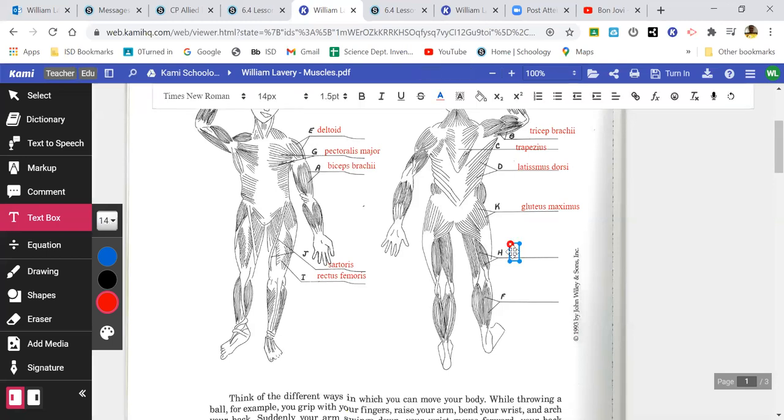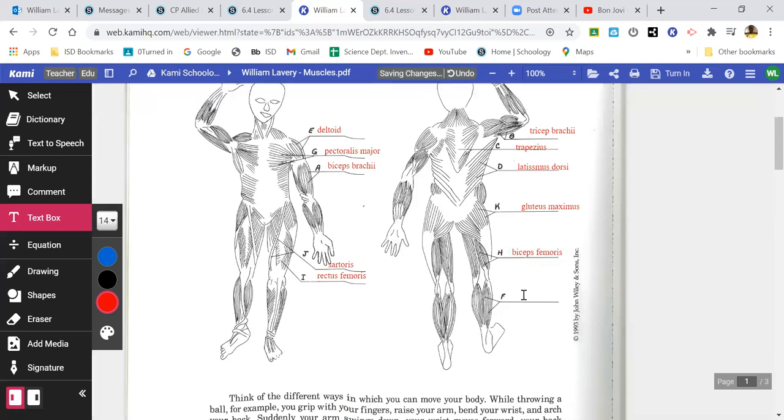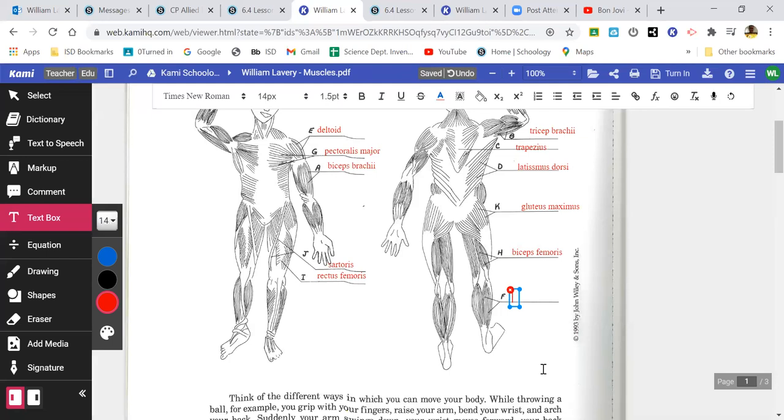All right, H is your bicep femoris. And much like the bicep brachii, it is used to flex your leg. And F, this is the hardest one, is gastrocnemius. Gastro, without the O in there. And I messed up that spelling. It's difficult to spell. So it looks like a stomach, I guess.